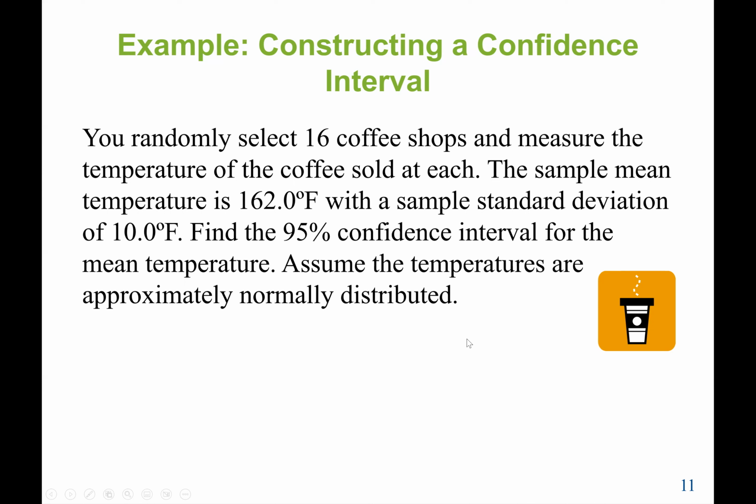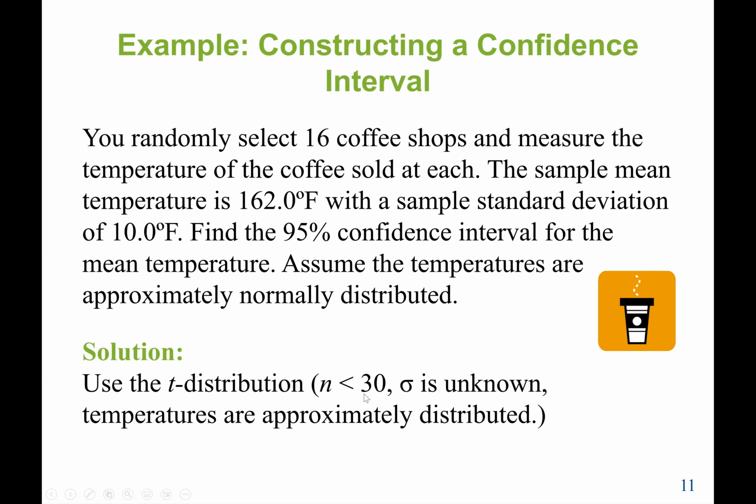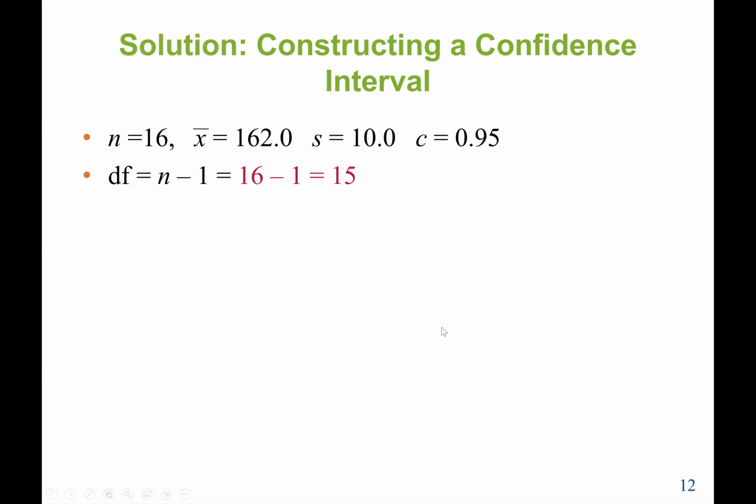Now first we look at the sample size. They say we randomly select 16 coffee shops. The sample mean temperature is given and the standard deviation for the sample is also given. So our n value is less than 30, so this is a small sample. First of all, we write the condition n is less than 30. The population standard deviation is not known because they gave us only the sample standard deviation. So we can use our formula.